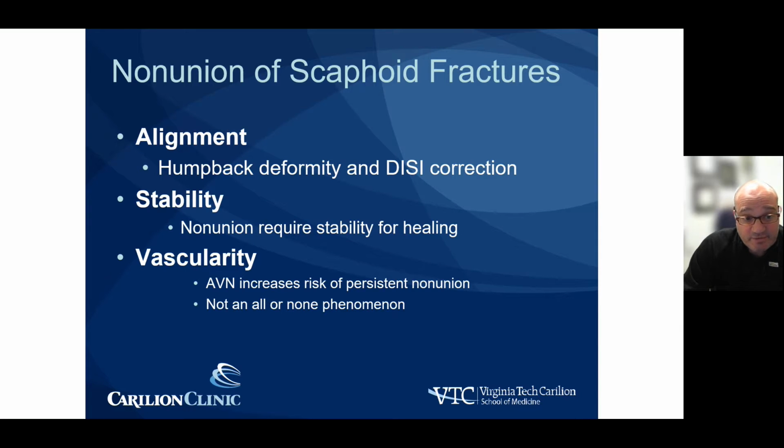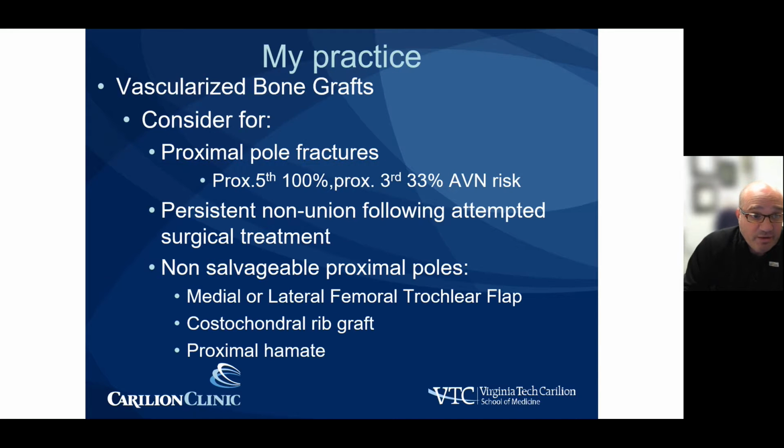Vascularity: does AVN increase with persistent non-union? It's not an all-or-none phenomenon. Again, this is a spectrum of what I believe and have seen in my practice, and it's more considered a scaphoid hypoperfusion. In my practice, vascularized bone grafts are considered for those proximal poles, especially the proximal fifth, because if you have a component of hypoperfusion in addition to being very proximal, this is when vascularized bone grafts do come into play.